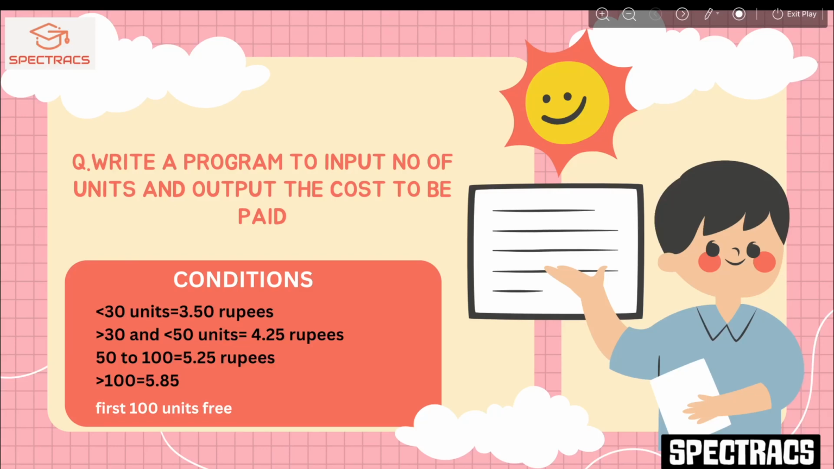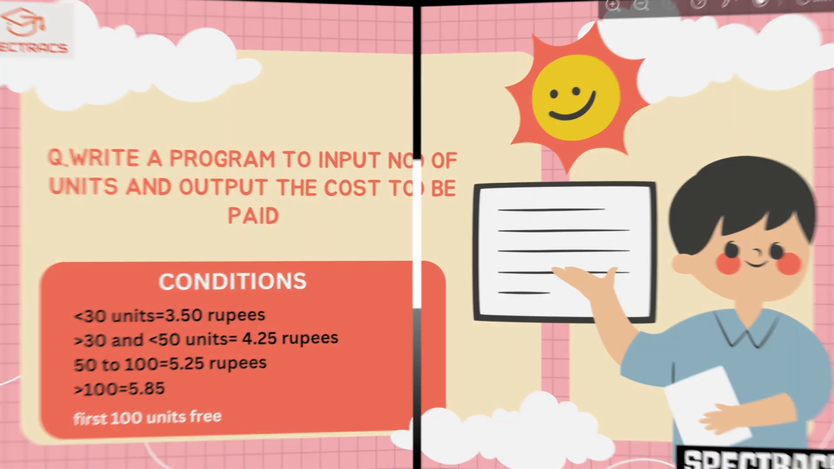Today we're going to see how to solve this question. They're asking us to write a program to input the number of electricity units consumed and output the cost we paid. So the conditions here is first 100 units will be free, and after that if it is less than 30 units it is 3.50 per unit. If it is between 30 to 50 units it's 4.25 rupees. If it is 50 to 100 is 5.25 rupees, and if it is greater than 100 it is 5.85 rupees per unit. So let's see how to program a problem.